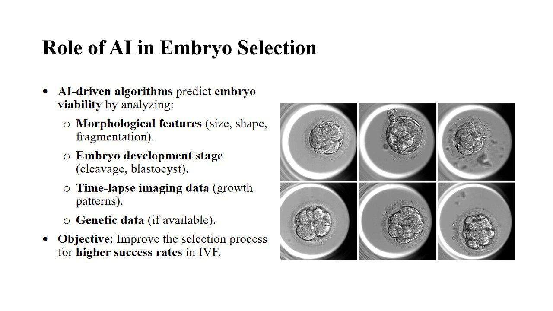A. Predicting embryo viability. Embryo viability prediction refers to the ability of an AI model to assess the quality and potential success of an embryo for implantation and subsequent pregnancy. AI-driven algorithms analyze key parameters such as morphological features, size, shape, fragmentation, etc., embryo development stage, cleavage stage, blastocyst formation, time-lapse imaging data, growth patterns over time, and genetic information, if available.